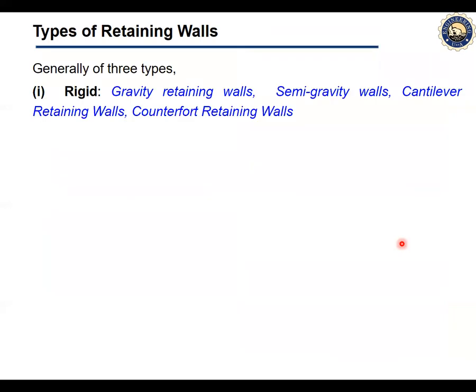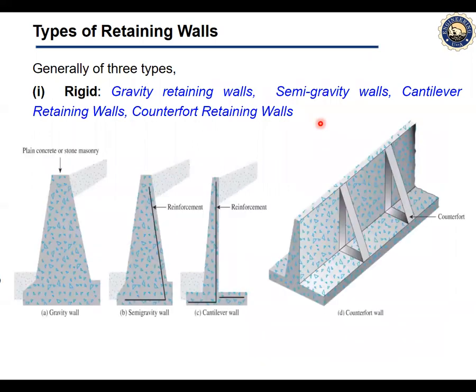Types of retaining wall. Generally, they are of three types. A rigid retaining wall, such as gravity retaining wall, semi-gravity walls, cantilever retaining walls, or counterfort retaining walls. If you want to show it figuratively, this is a gravity retaining wall made of plain concrete or stone masonry. This is a very traditional and conventional form of retaining wall that depends mainly on its own weight.